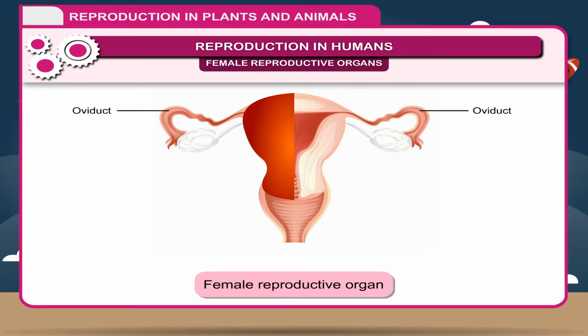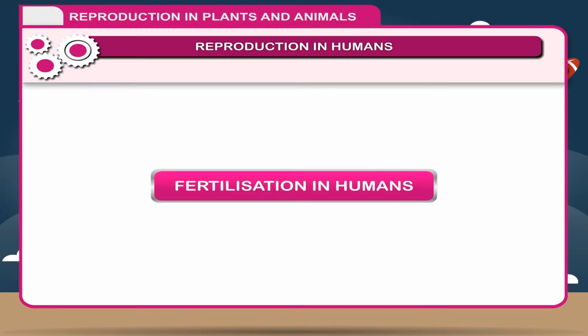4. The oviducts of both sides unite to form a thick-walled cavity called the uterus. The development of the embryo takes place in the uterus. 5. Uterus is projected into the vagina where the male genital organ, that is, the penis, injects the sperm. 6. The ovaries produce female sex hormones called progesterone and estrogen.